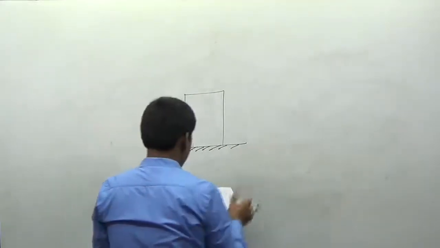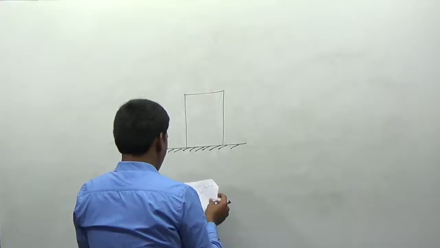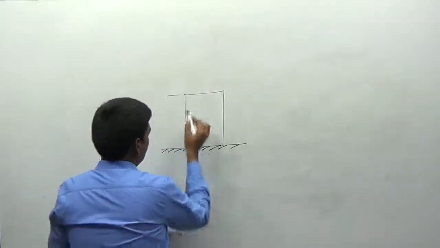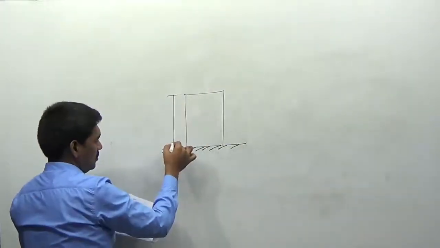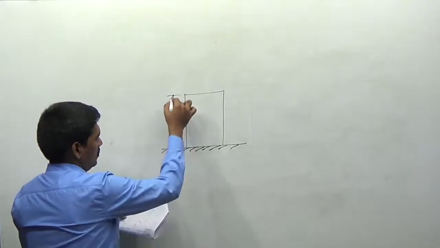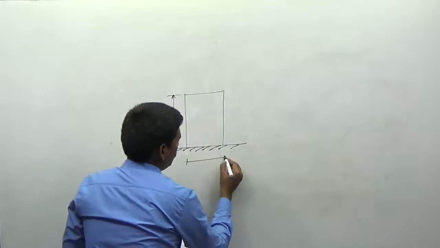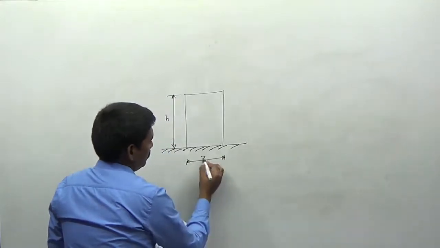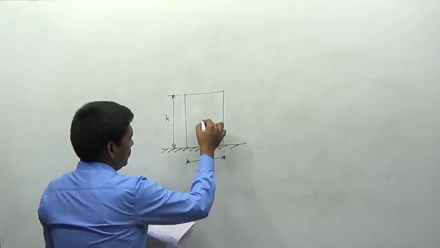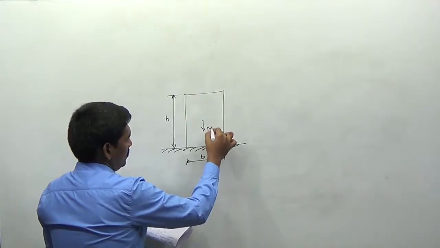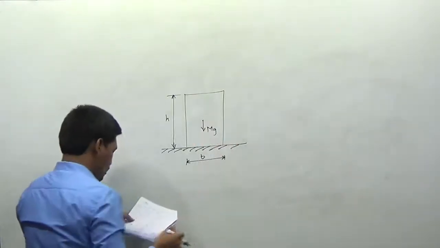This is the block. On this block, this is the height of the block here, and this is the base of the block here, and it is given the weight of the block is equal to m into g.